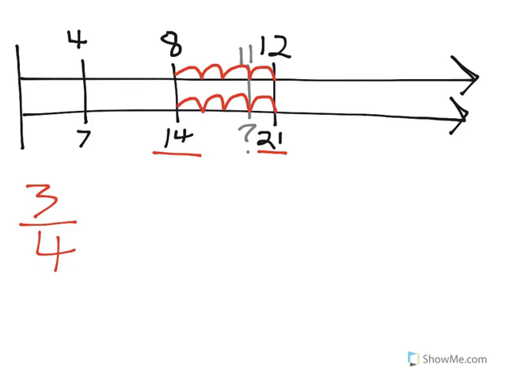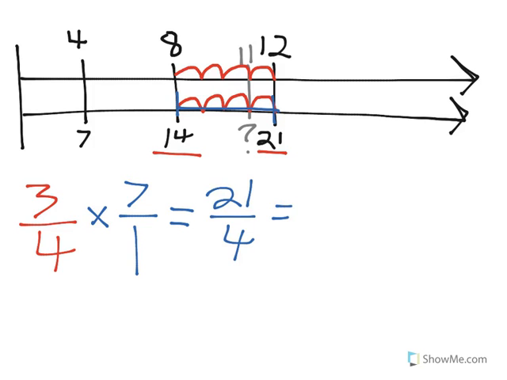Well, we need to think about, what is between 14 and 21? What is this representing? Well, that's representing 7, right? There's 7 between 14 and 21. So we really have 3/4 of 7. So we're going to do 3/4 times 7. That would be 21 over 4, which is 5 1/4. So again, we're just trying to find out what 3/4 of the way of this is, and that ends up being 5 1/4 because we're finding essentially 3/4 of 7.